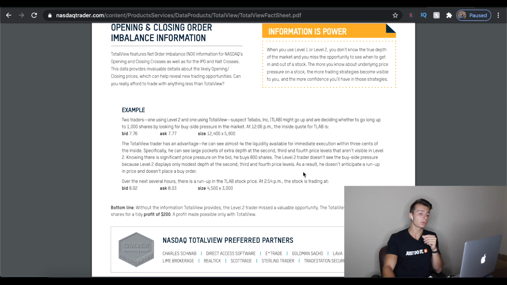That's what NASDAQ TotalView is actually giving you, and level 2 can't provide all of that, especially if you use TD Ameritrade's level 2, not the best level 2. Personally, from my experience, it's kind of okay just to glance at, but it's really not going to be giving you very much, and I would not recommend using that for level 2. So pretty much what we see here is the second person doesn't really anticipate the buying pressure, and the first guy who has TotalView does, and they're able to make a $200 profit off 800 shares because they saw the buying pressure. Pretty much, that's it. That's what TotalView is. Hopefully that makes sense.